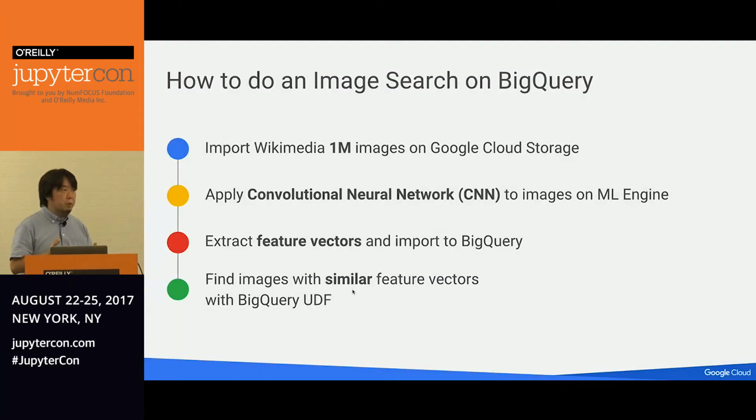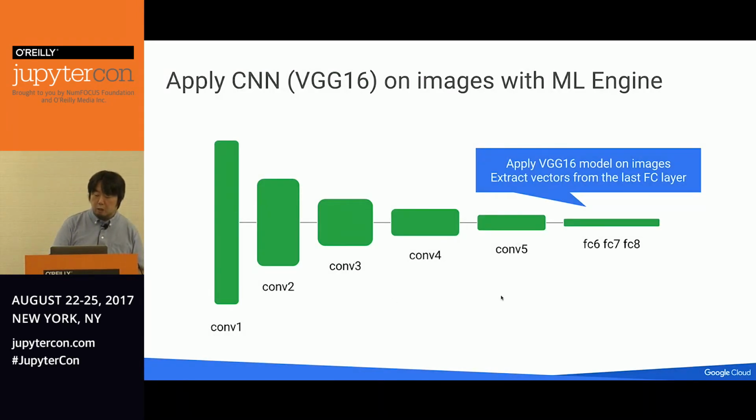So what I have done to build this demonstration is, at first, import all the images, 1 million images, on Google Cloud Storage. Then I executed batch processing with Machine Learning Engine, with a TensorFlow model that applies the CNN model to the images to extract feature vectors, not labels. Then I imported the feature vectors to BigQuery and used a UDF to calculate the similarity between the images.